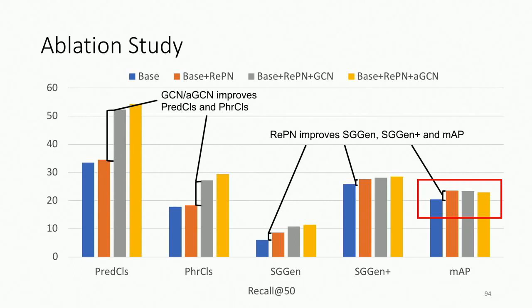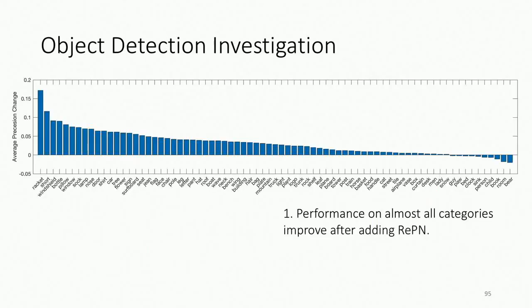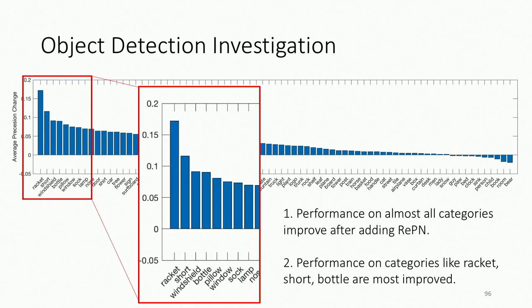And finally, we want to dive into why it also improved the performance of object detection. So we draw the average precision for each of the object categories. If we zoom in on the top ranked categories, we found that racket, shot, windshield, and bottle can be improved mostly. We suspect the reason is that directly detecting this kind of object is very hard, because they are very small and usually occluded by other objects. But if we can model the relationship between objects, then we can use the context contained in the image and further improve the performance of object detection.